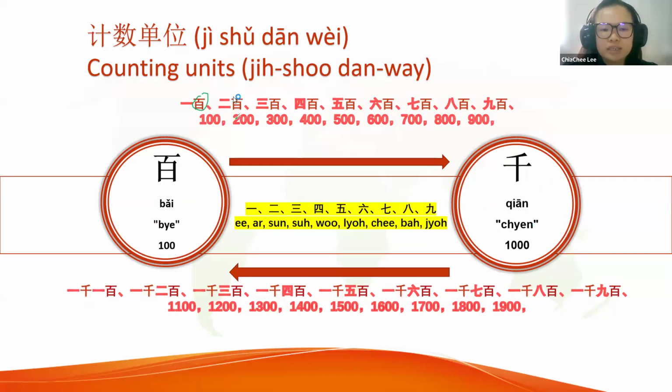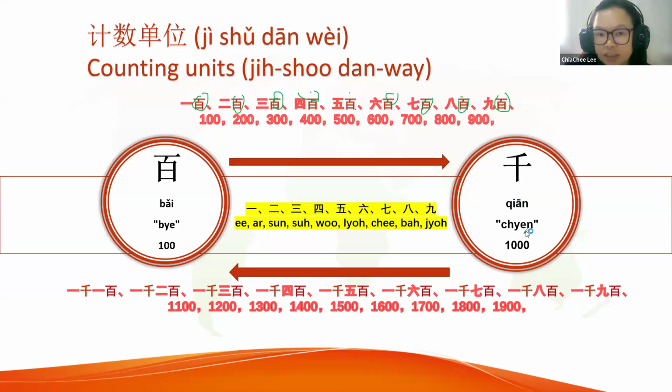So we can see here 100, 200, 300, 400, 500, 600, 700, 800, 900. Compared to when the 百 is put in front, like 110, 120, 130. This is the logic of putting the 百 in front of 1 to 9, and at the back of 1 to 9. And then we will move on to 千.